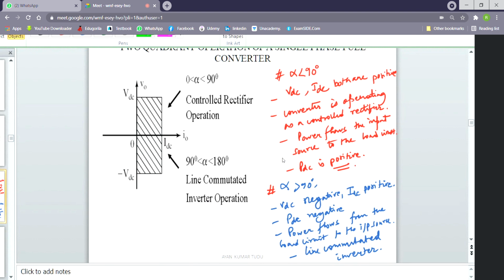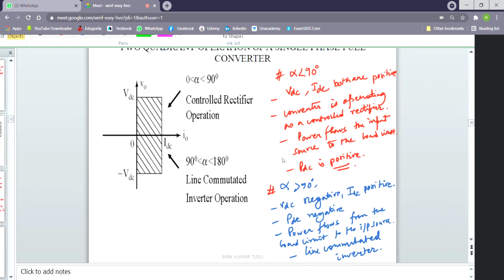So this might have been true had it been possible to maintain continuous conduction for alpha less than 90 degree without making any modification to the converter or load connection. So to supply power from the load to the input source, the load EMF source can be utilized.